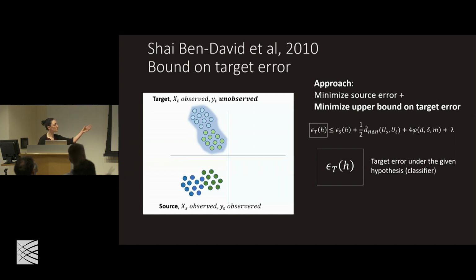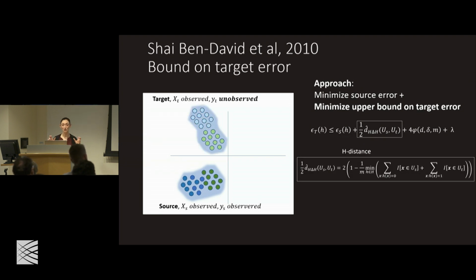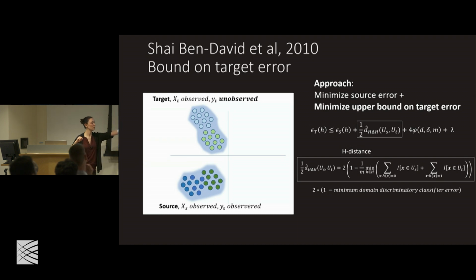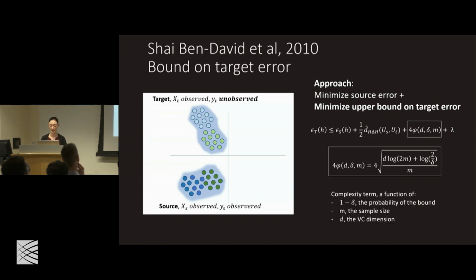So first, this first term is the target error under a given hypothesis, and the hypothesis here is a given classifier. So you want to minimize this. The bound on it is a sum of your source error under that same classifier, the H distance, and a complexity term. That H distance is a function of the minimum domain discriminatory classifier error. That is to say, your ability to distinguish between your source and your target domain. So this is a classifier that distinguishes source and target, and not your labels. It's not your hypothesis; it's effectively a distance between your source and target domain.